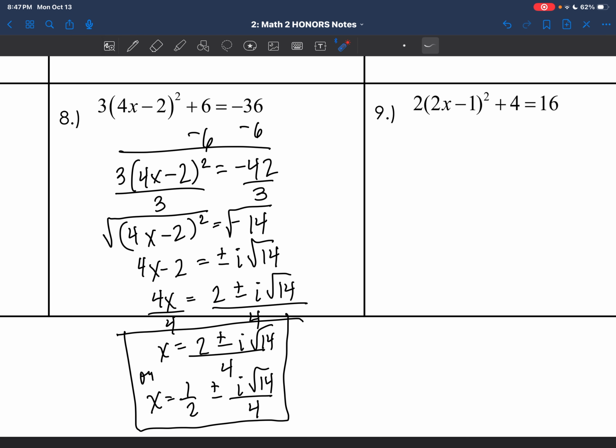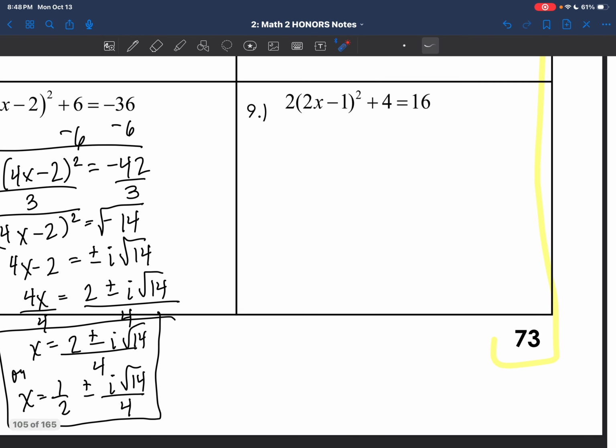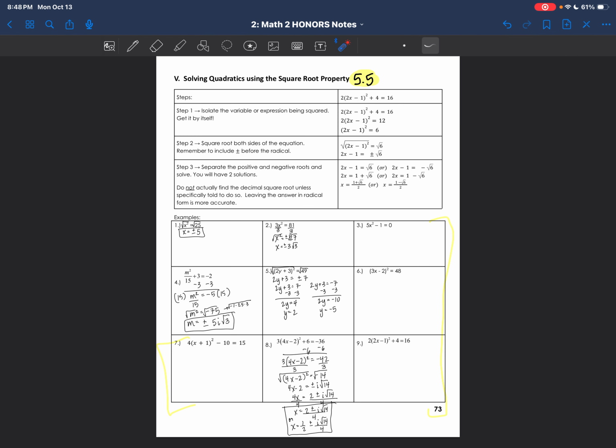You've got a couple options for how you could write this. You could write it as x equals 2 plus or minus i root 14 over 4. Or if you split it up this way, and remember there's a 1 there, you can get 1/2 plus or minus i root 14 over 4. So either of those options would be fine. All right, I want you to go ahead and try that one, and that is solving quadratics using the square root property.